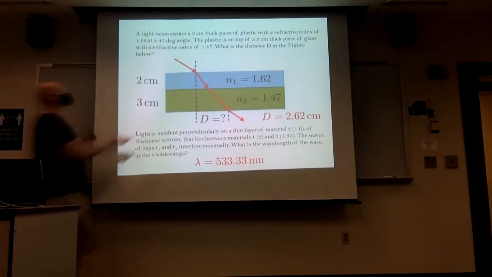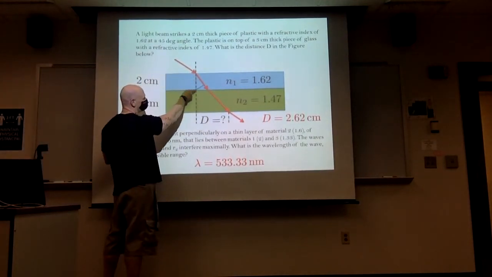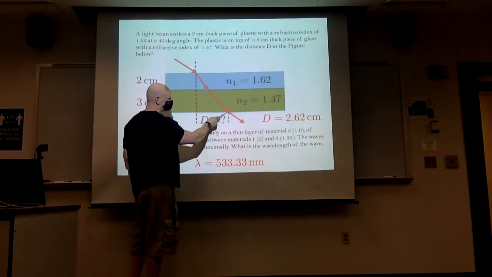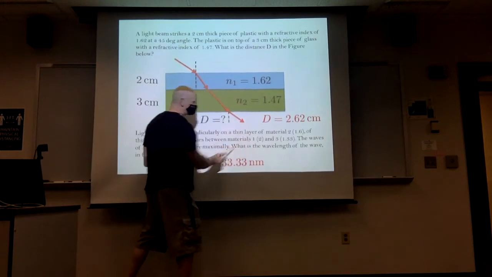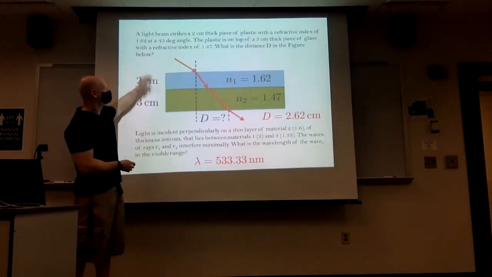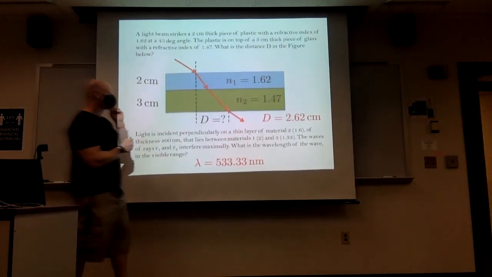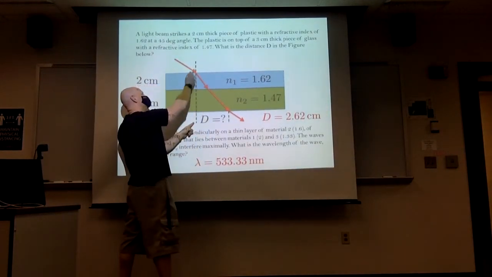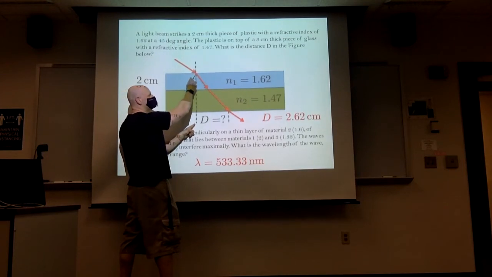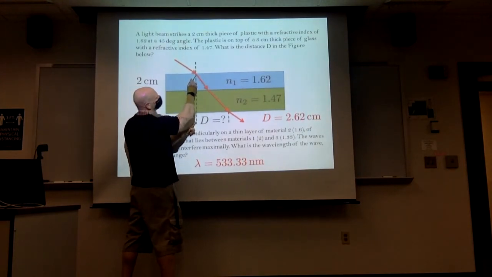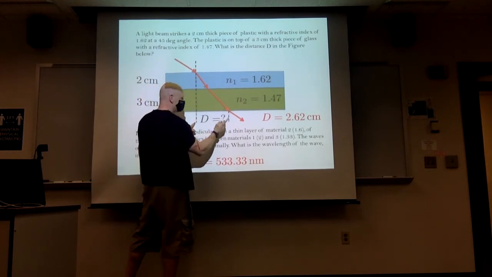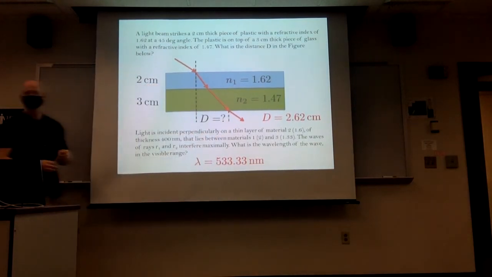Basically what's going to happen here is light comes in, gets refracted down into the plastic, then is refracted into the glass, and then eventually is refracted back into air. So this is air here, and this is air here. What I want to know is simply what's this distance here? What's the distance between where it entered the plastic versus where it exits the glass?